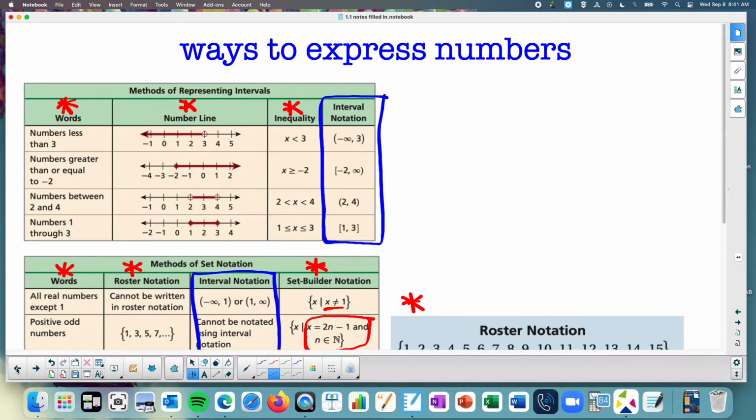So here's what I'm going to do: I'm just going to highlight. I personally have the easiest time picturing numbers as number lines, and I know everybody's different. So let's start with this one. This is going to be all the numbers from 2 to 4. This one's all the numbers from 1 to 3. Okay?